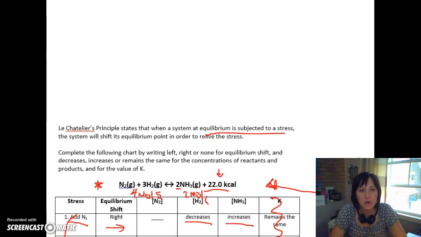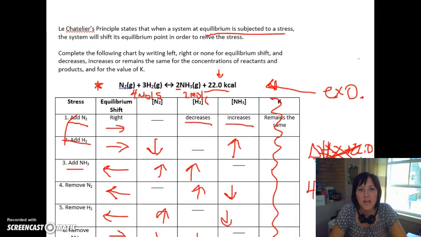Okay, so that was review for Le Chatelier's. And now let's go on and review entropy, Gibbs free energy, that kind of stuff.